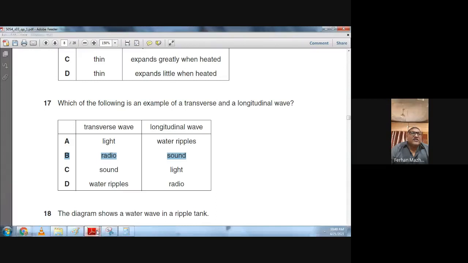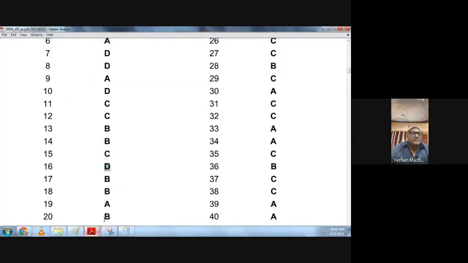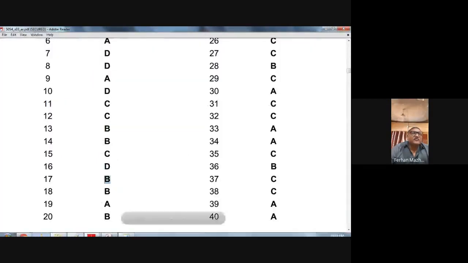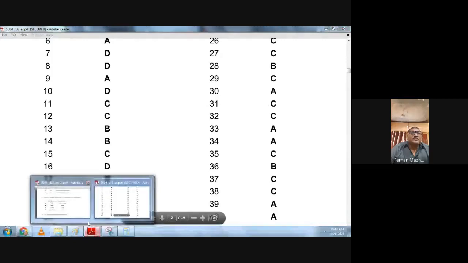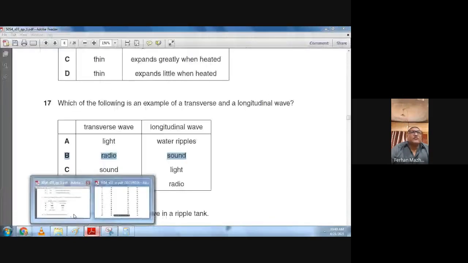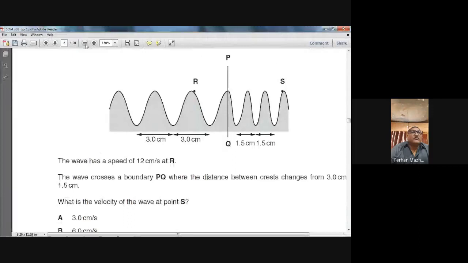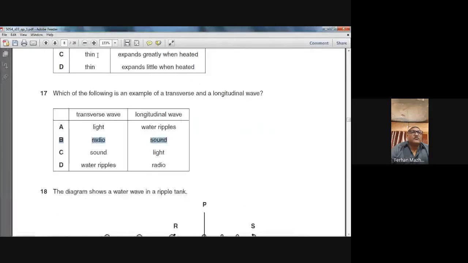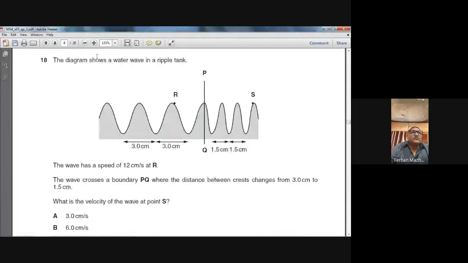Question number 17, let's check the marking scheme. Question number 17, B is the right answer. Okay, let's go to the next question. Here we go. So let's zoom in a bit. Still we cannot see.